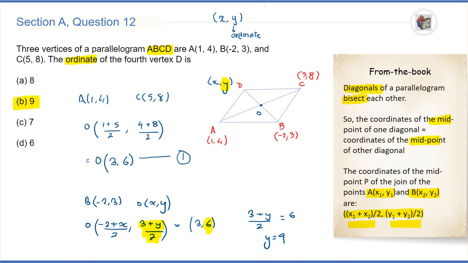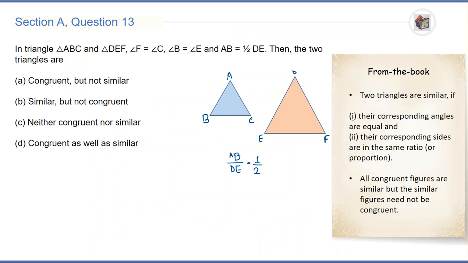Time for question 13. Okay, so triangles ABC, DEF, we're given that angle F is equal to angle C. So if we mark that here, this angle is equal to this angle. Angle B is equal to angle E. We mark that. This is B and E. And we're also given that AB is half of DE. So AB upon DE, the ratio is 1 by 2.